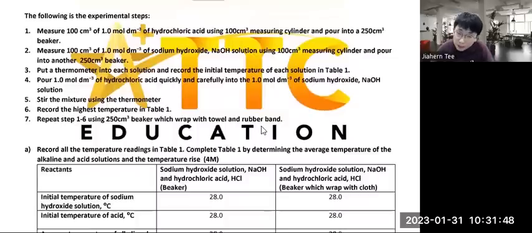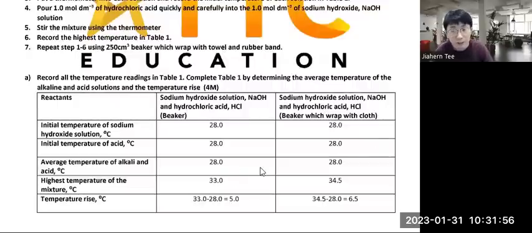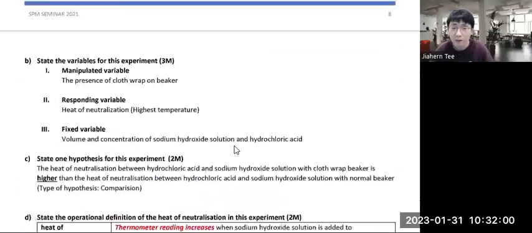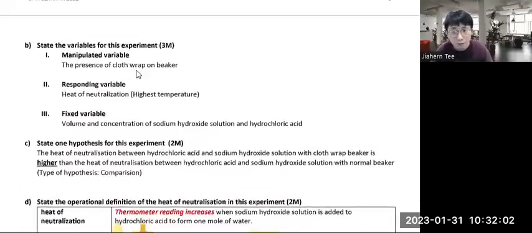So right here, guys, what you manipulated is the presence of your towel wrapped around the beaker. So of course these are the results again, guys. Just a prediction, don't copy paste. So my manipulated variable is the presence of cloth wrapped on the beaker, whether got cloth or not. Then that will affect your responding variable, which is your heat of neutralization.